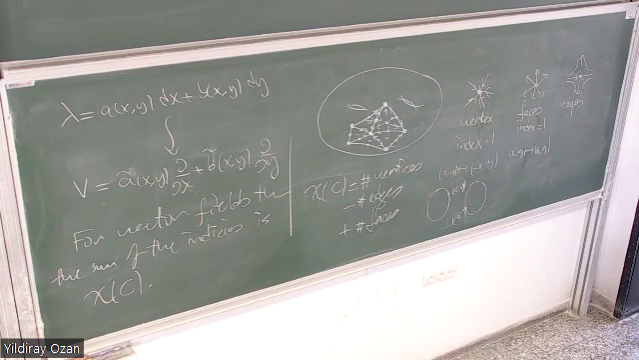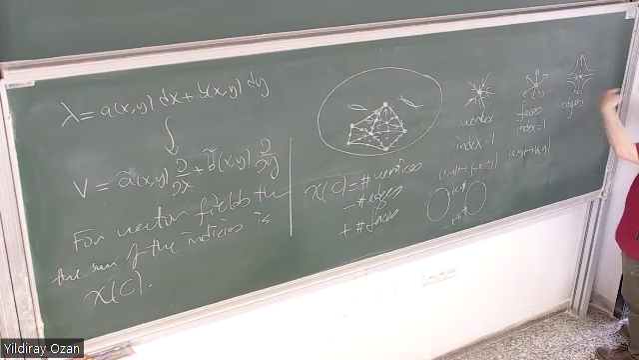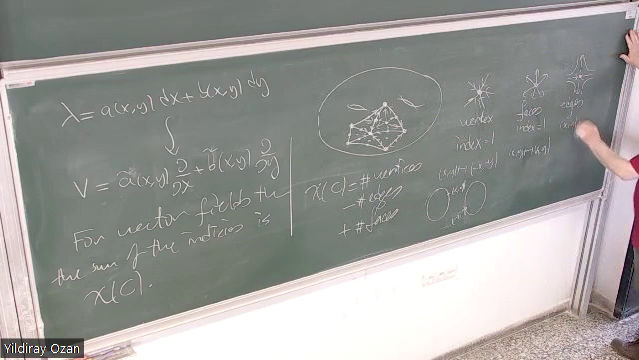What about this one? In one direction it goes like this, and in the other it goes the other way. So this is just (-x,y), right?